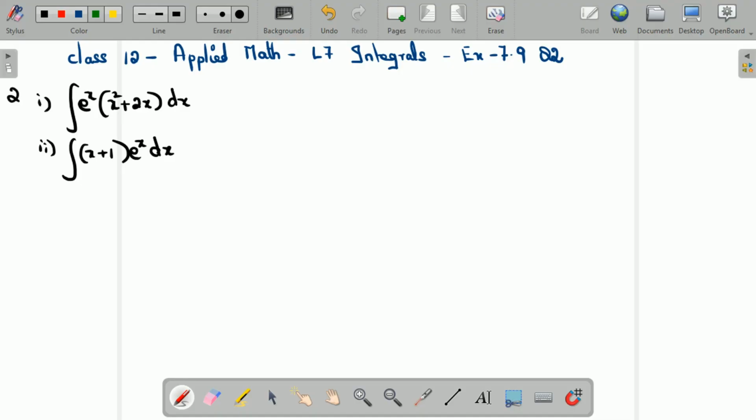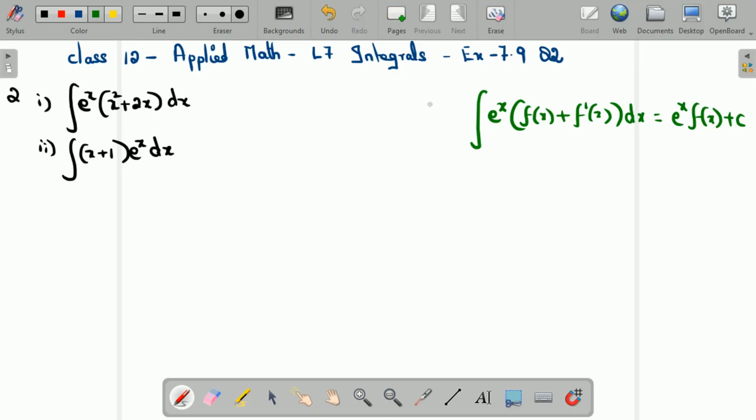In this video, let's find the solution to the second question in exercise 7.9. So if you look at the two subdivisions, it's of the form integral e power x into some function: x squared plus 2x in the first case and x plus 1 in the second case. So we can match this to the formula: integral of e power x into f of x plus f dash of x dx is equal to e power x f of x plus c.